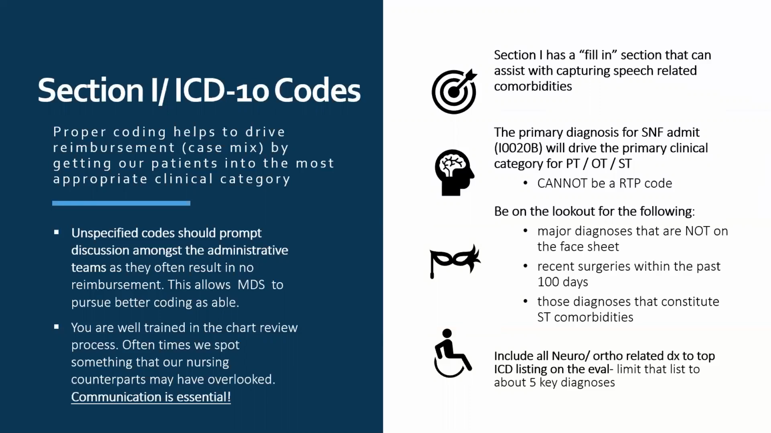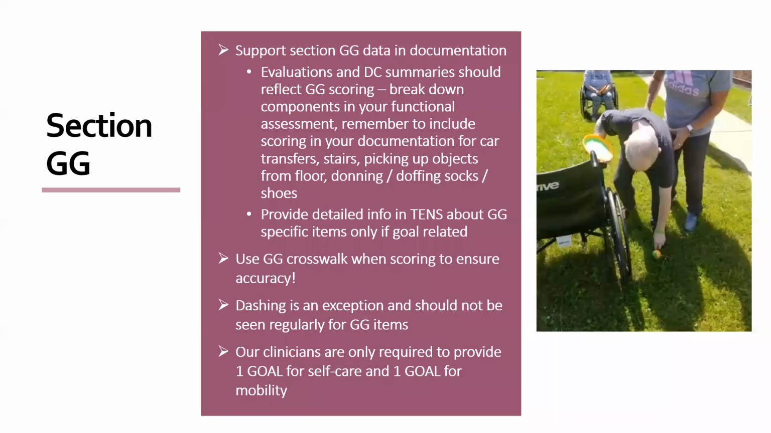When you're looking at the chart, be on the lookout for major diagnoses that are not on the face sheet. Look for recent surgeries within the past 100 days, and those diagnoses that can constitute or contribute towards speech comorbidities. Make sure to include all ortho or neuro-related diagnoses on that top ICD-10 listing in the body of your evaluation, but maybe try to limit that to about the top 5 key diagnoses so that they really stand out as the issues that are contributing to why this person is as complicated as they may be.